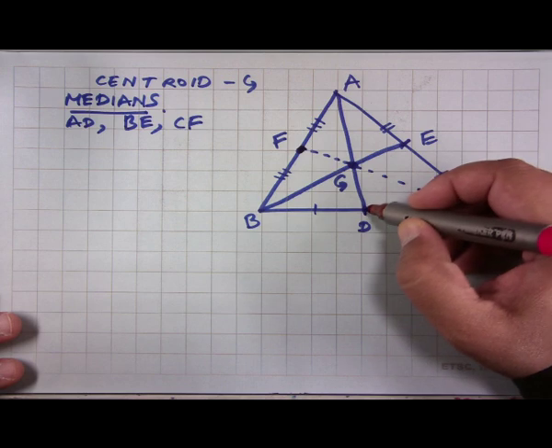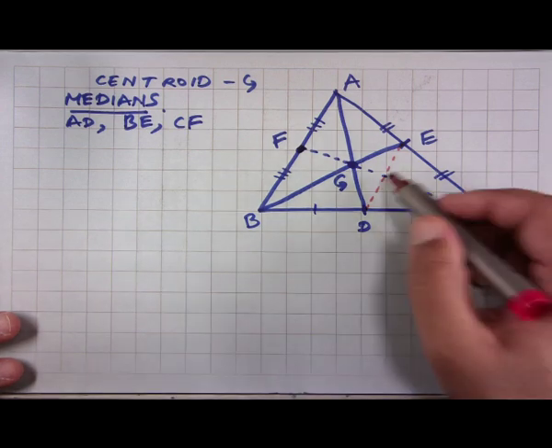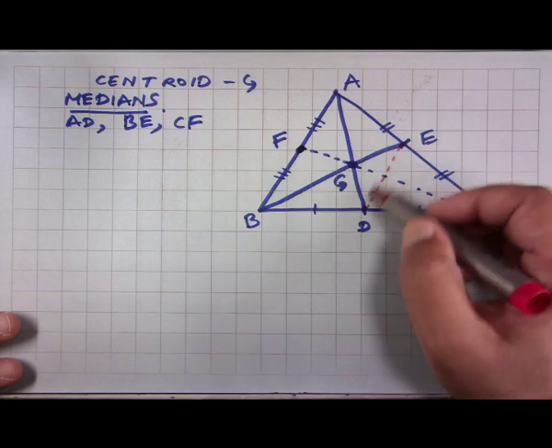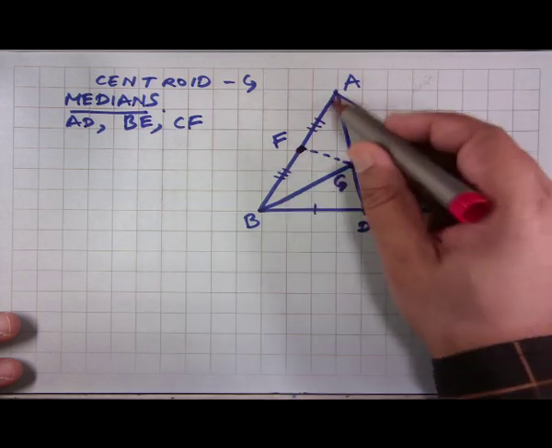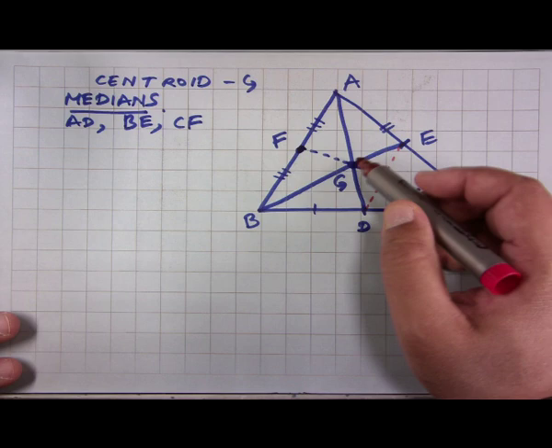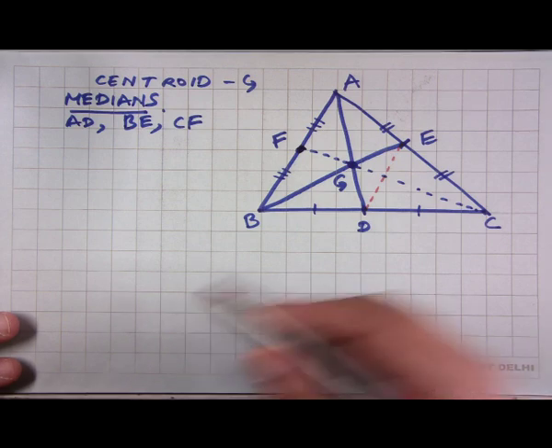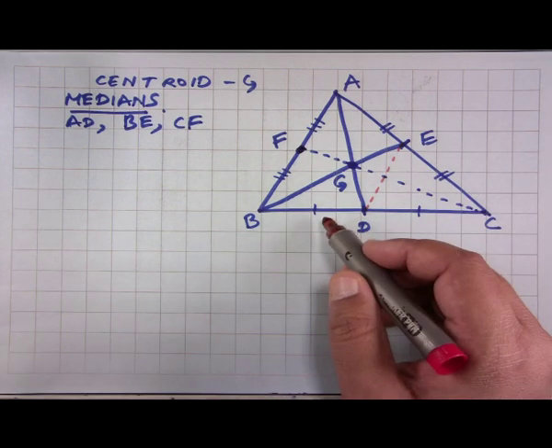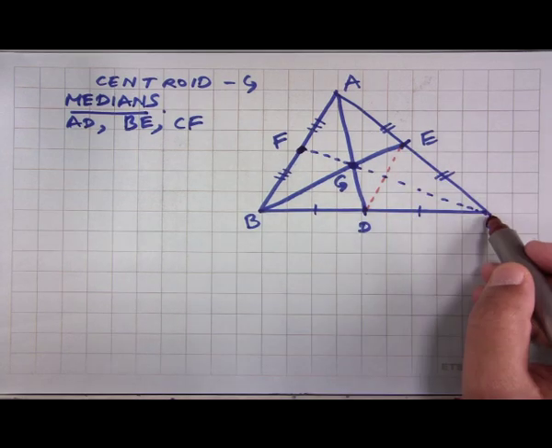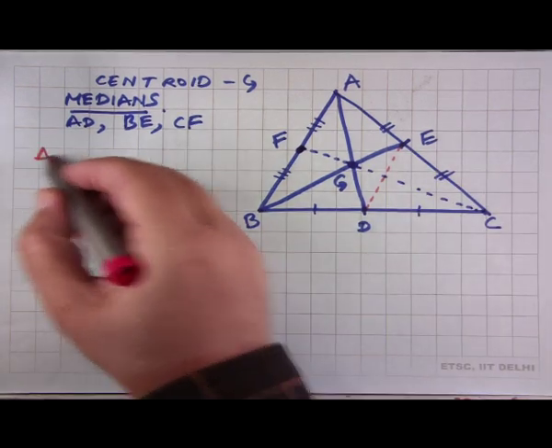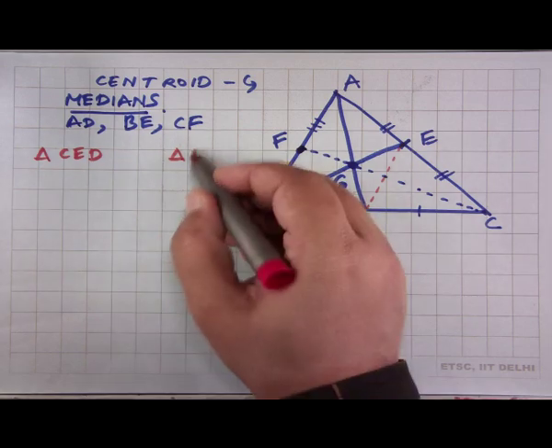So, let us connect this point D to E, and then if we look at these two triangles, GED and the other triangle AGB, we will show that these two triangles are similar. But before that, in order to show that, we need to first consider the triangles CED and triangle ABC.